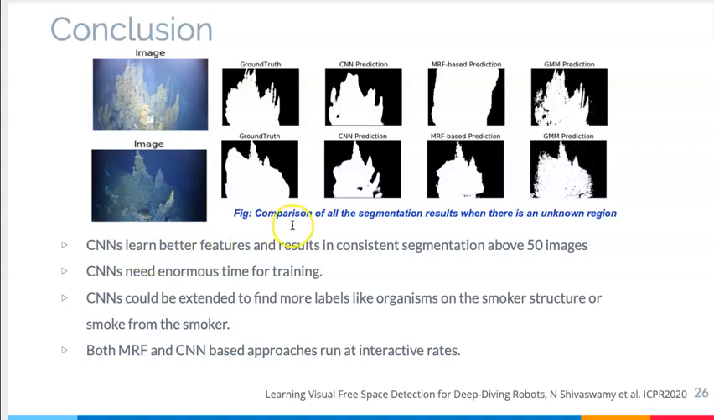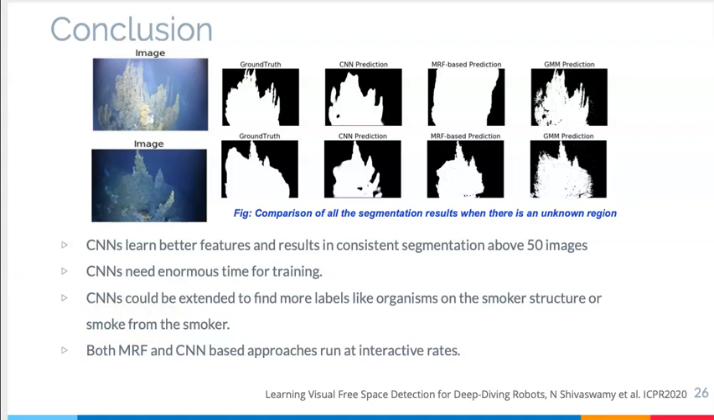In this example, you can see that CNN prediction has performed consistently while detecting this black spot in the image, but GMM and MRF have failed. CNN learns better features and results in consistent predictions above 50 training images. However, it requires enormous training time.